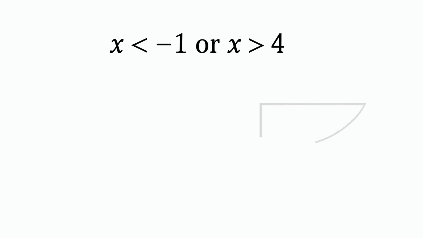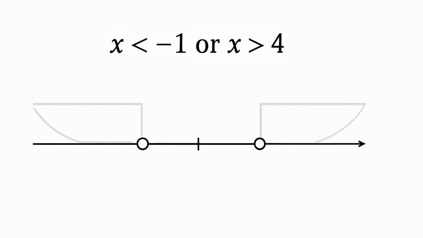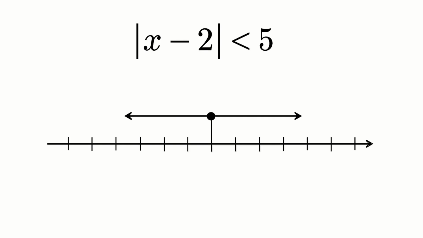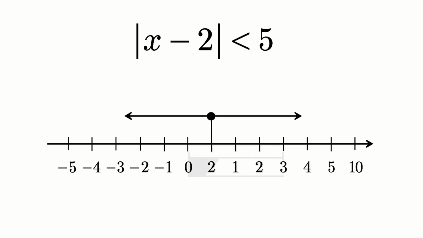Now, absolute value inequalities. Absolute value measures distance from 0, so it's always non-negative. If you have absolute value of x minus 2 is less than 5, that means x is within 5 units of 2. We split it into two inequalities.